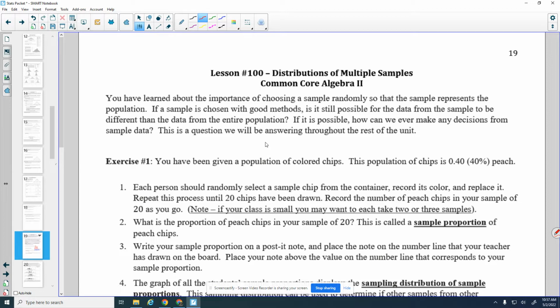So it says, you've learned about the importance of choosing a sample randomly so that the sample represents the population. If a sample is chosen with good methods, is it still possible for the data from the sample to be different from the data from the entire population? If it is possible, how can we ever make any decisions from sample data? This is a question we will be answering throughout the rest of the unit.